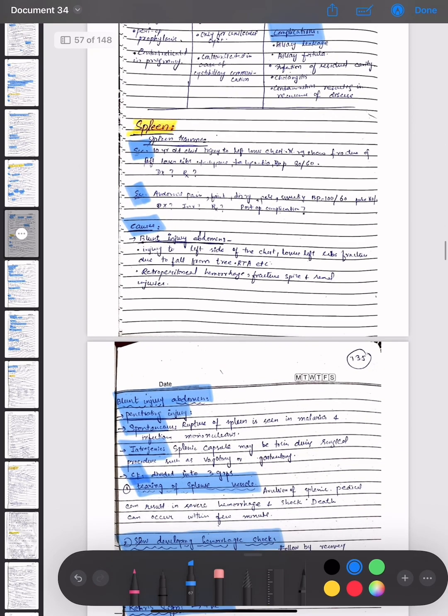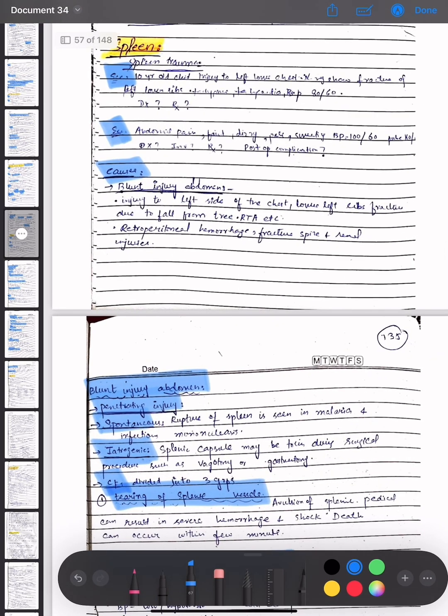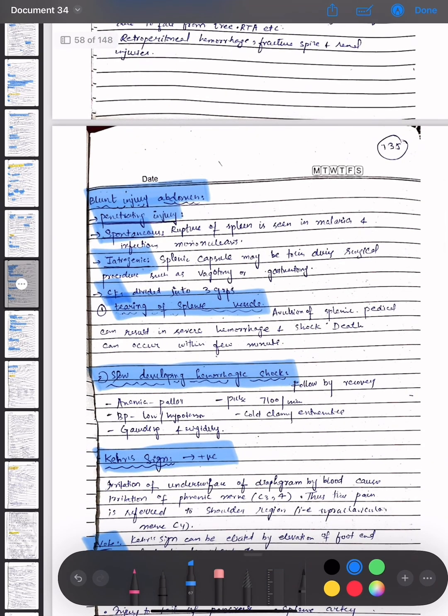We discussed the two scenarios, that there is the history of fall and the pain, and the clinical features are the hypotension and the sweating and the rapid pulse. So what are the causes? The causes are blunt injury abdomen and the injury to left side of the chest, and the penetrating injury, the spontaneous injury, the iatrogenic. Then we discuss the clinical features, which are divided into three groups.